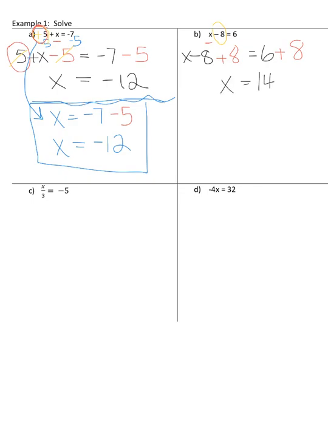Okay, in high school, what I'd really like you to be able to write here is we're going to leave the x on the left. We have a 6 on the right, and then basically this negative 8 moves over to the right, and it becomes an add 8 or a plus 8. And of course, then we simplify, and 6 plus 8 is 14.